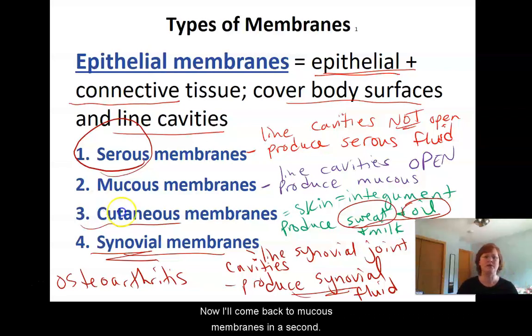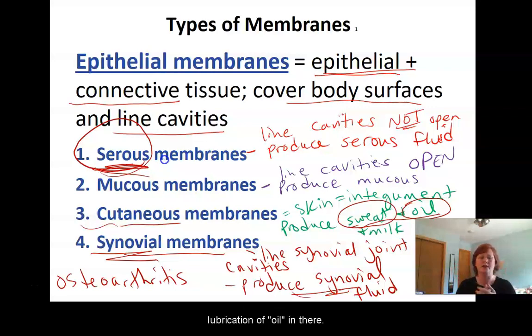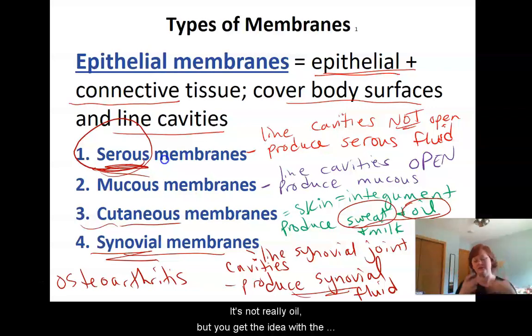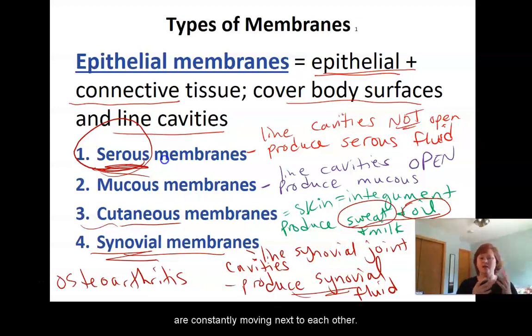Now I'll come back to mucous membranes in a second. As you age, you tend to produce less serous fluid, so you're more likely to have issues with your organs kind of irritating each other because there isn't that nice lubrication of oil in there. It's not really oil, but you get the idea with the engine of your car. So you've got this irritation of these adjacent organs that are constantly moving next to each other.